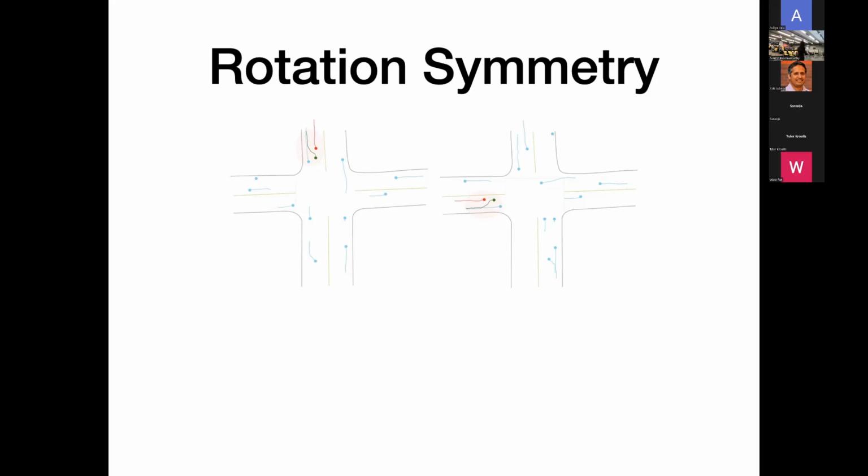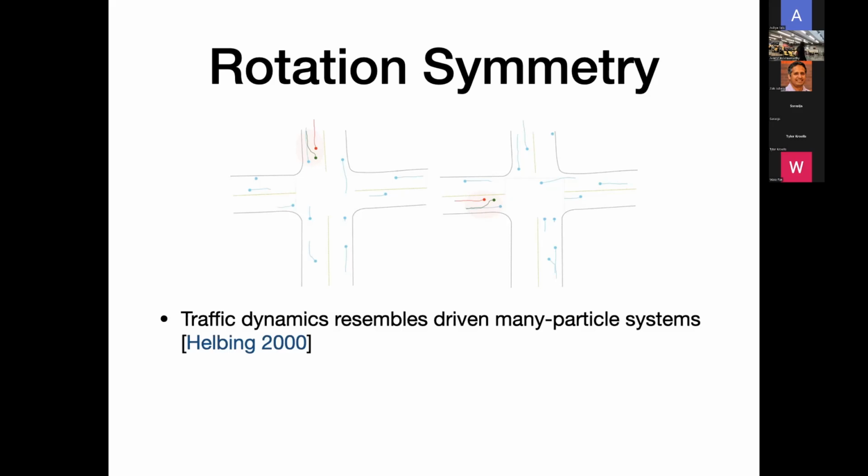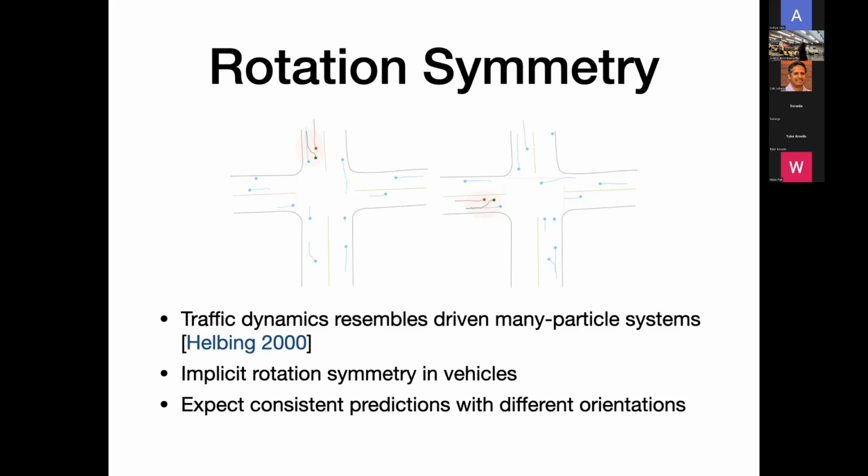And so this type of rotation symmetry can also be built into your network in a similar fashion, where we make an analogy that traffic dynamics resembles a driven system. It's a driven system with external force, so the energy is not conserved. And then we hope that by encoding this type of rotation symmetry in the vehicles, our models will be able to make realistic and consistent predictions.